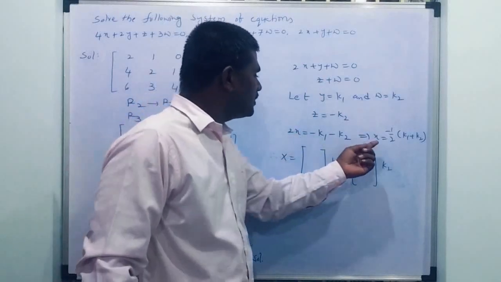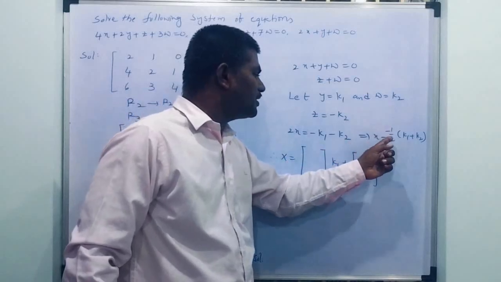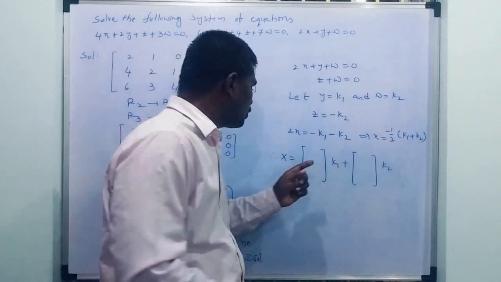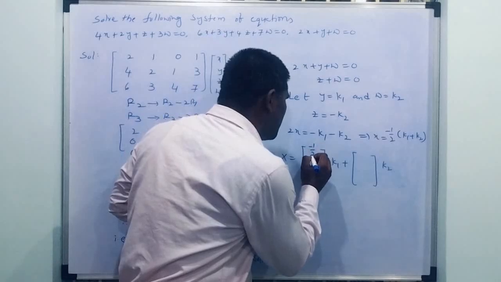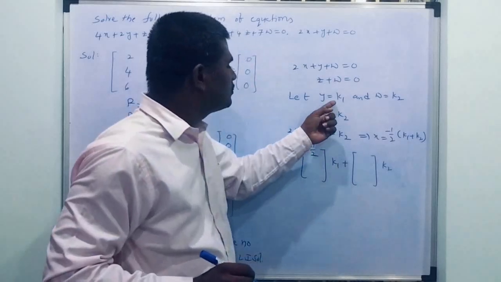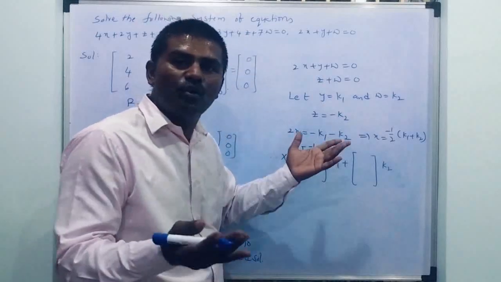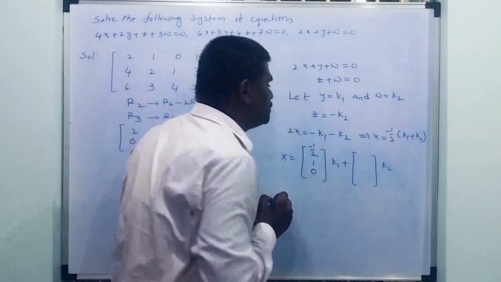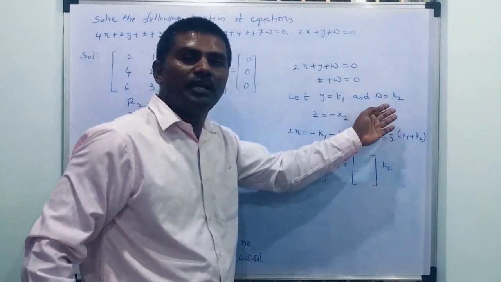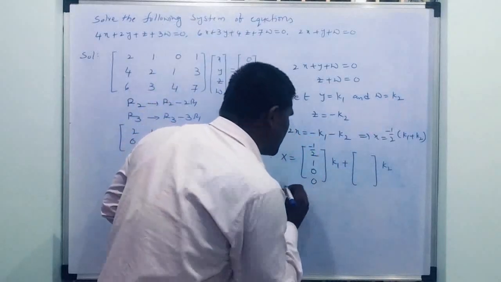Okay, from this one, your x value is minus 1 by 2 into k1. So k1 coefficient is minus 1 by 2. And y, k1 coefficient is 1. And in z, there is no k1, which means 0. And in w, there is no k1, which means 0 again.